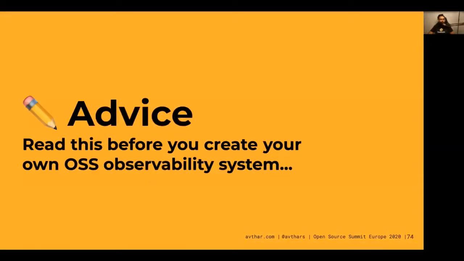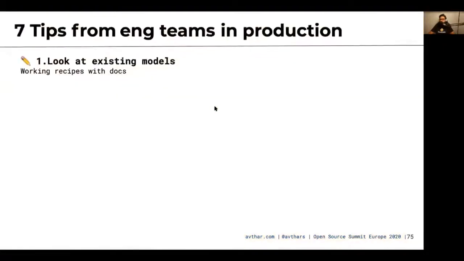Okay, so the last thing that I want to leave you with before we end is some advice from folks who have used open source software in production for their observability systems. And I asked them the question, what advice do you have for those looking to build their own observability systems using open source components? And this is what they said. They gave me 7 tips to convey to you.